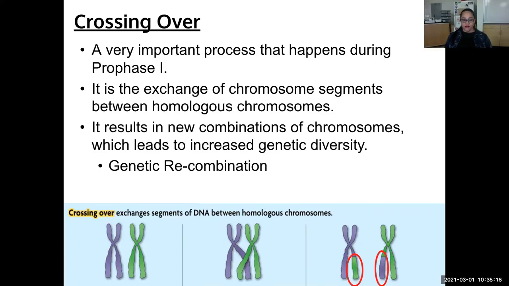So you can see on the bottom, you have a purple chromosome and a green chromosome, but they have the same structure. So this is a pair of homologous chromosomes. They line up next to each other. In the middle panel, you see the legs just kind of cross over. And then in the end, on the panel on the right, they switched information. Now the purple chromosome has a little green leg, and the green chromosome has a little purple leg.